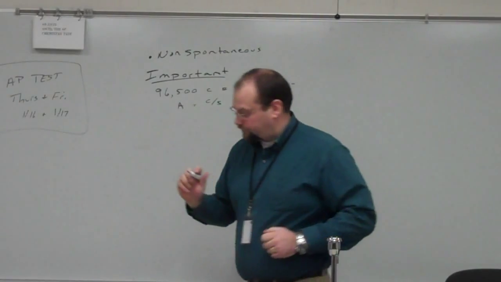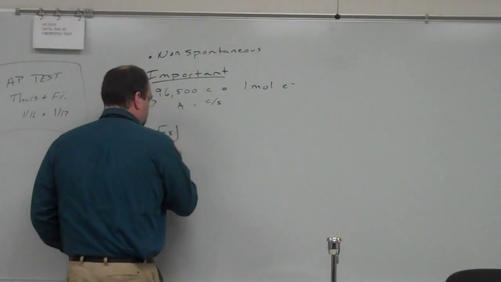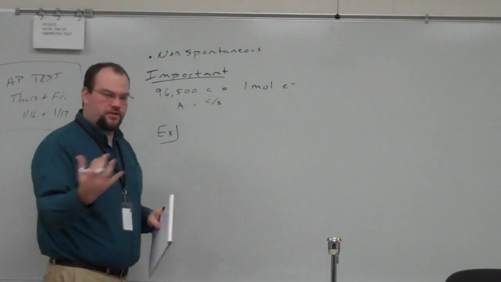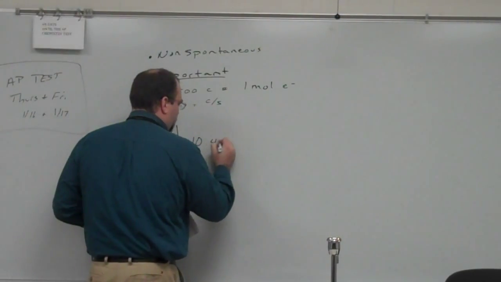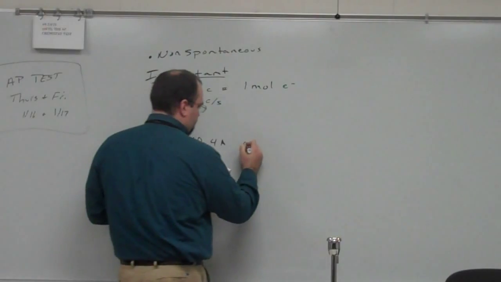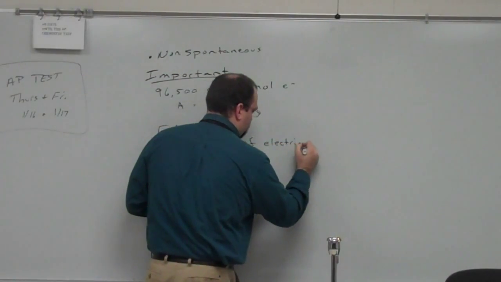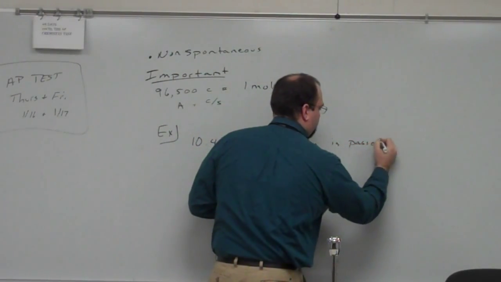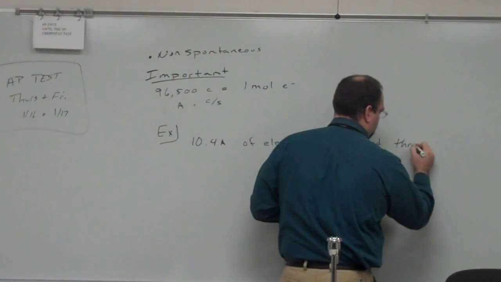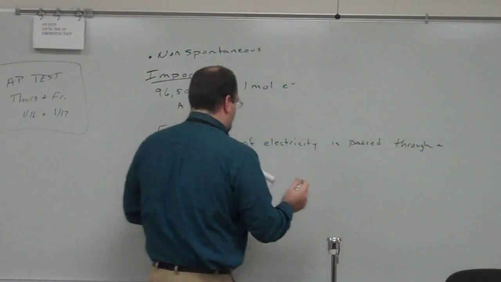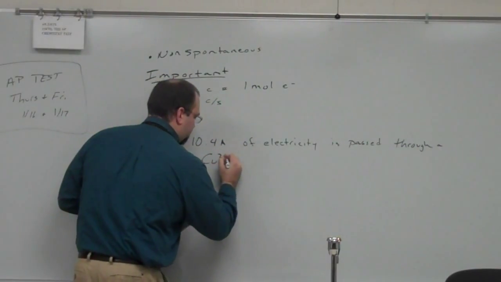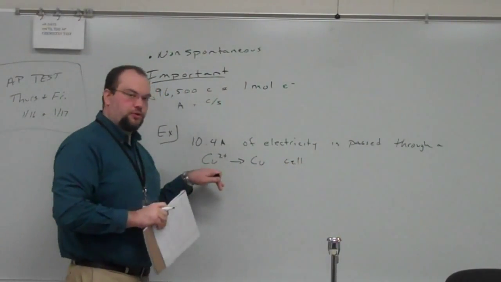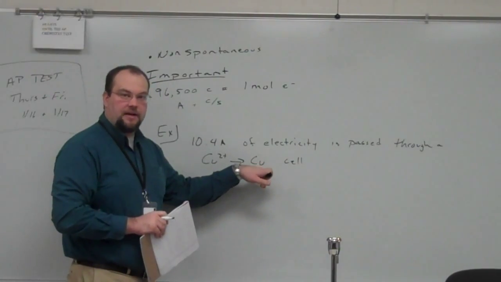So let's do an example. Let's say we know how much electricity there is. Let's say we have, I don't know, 10.4 amps of electricity passing through. And we'll do a Cu2+ to copper cell, for fun. So it's copper 2+ ions going to the metallic copper state.